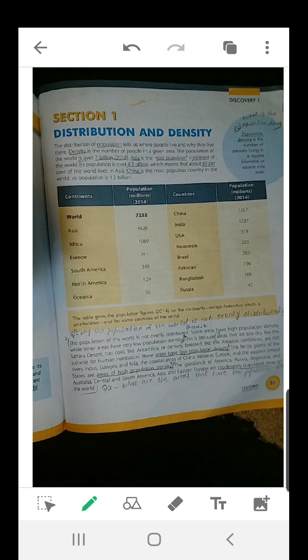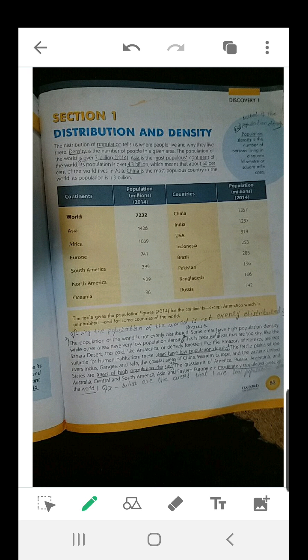In today's lecture, we will be studying section number 1, page number 85, distribution and density. We will be studying where the population is distributed, how many people live in a specific area, places where people live, and places where people do not live.